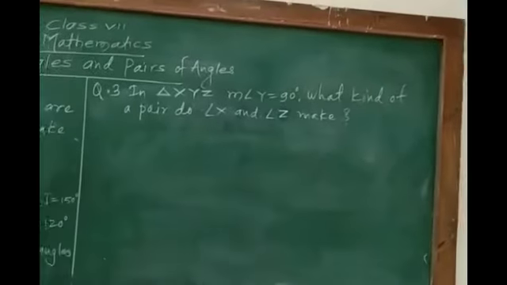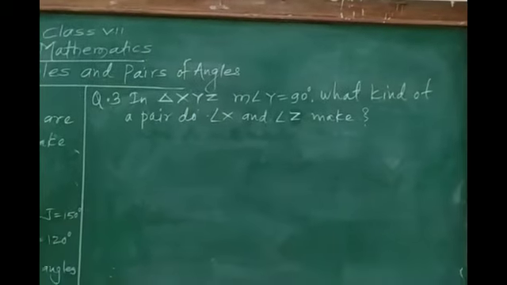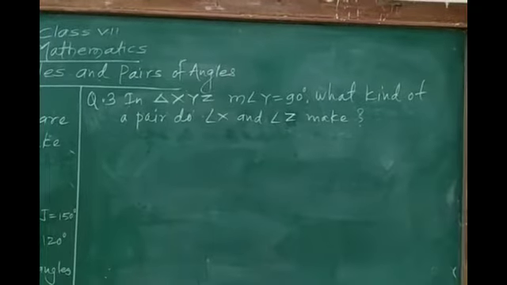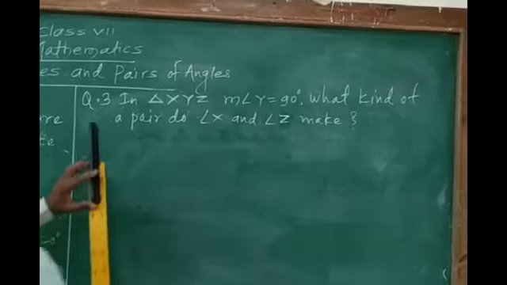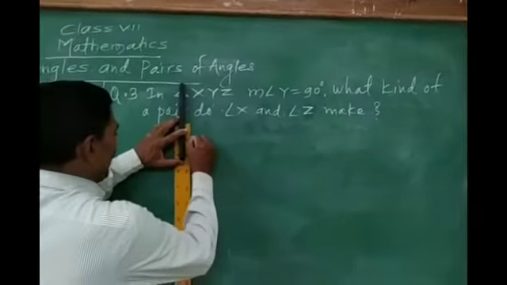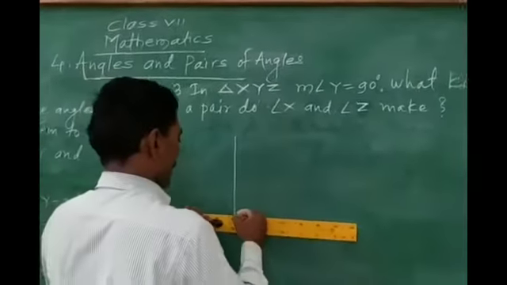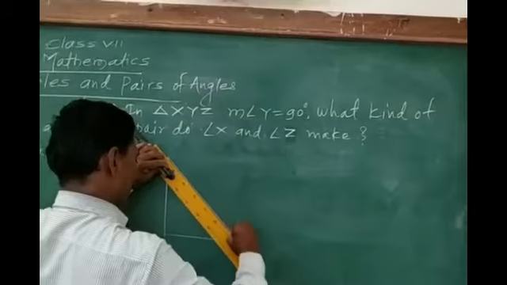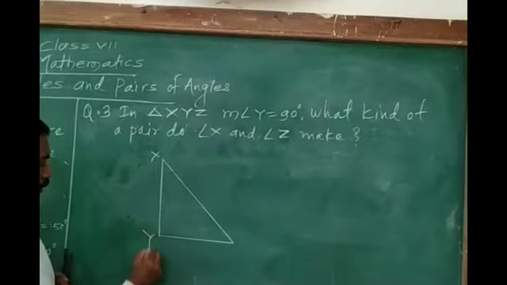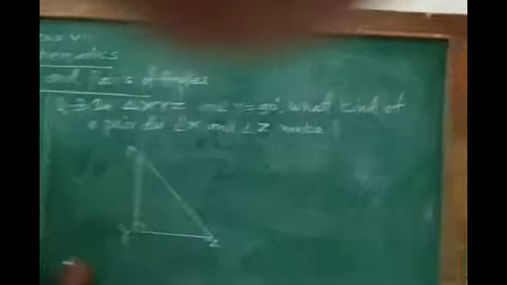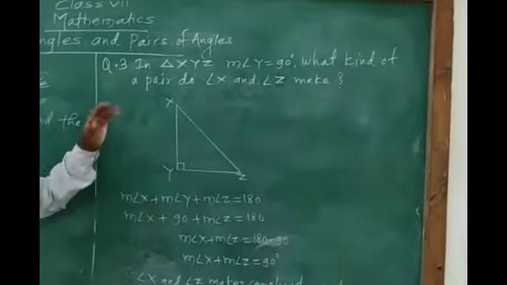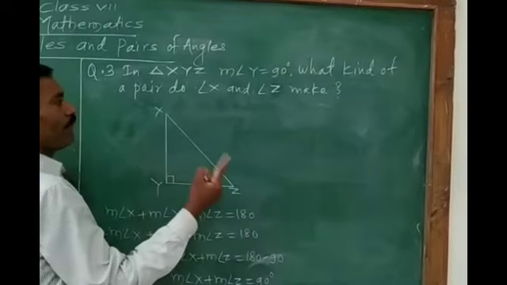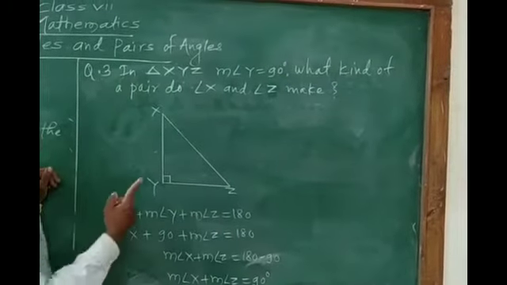In the third question, in triangle XYZ, measure of angle Y is 90 degrees. What kind of pair do angle X and Z make? Here, in triangle XYZ, Y is 90 degrees. Now, practice set 17, question third. In triangle XYZ, measure of angle Y is 90 degrees. What kind of pair do angle X and Z make?